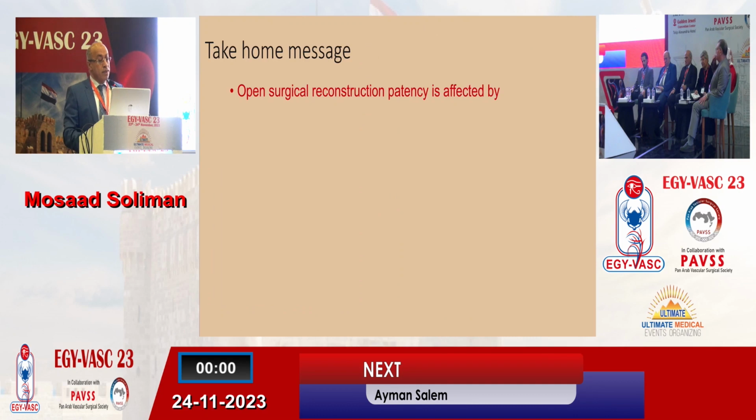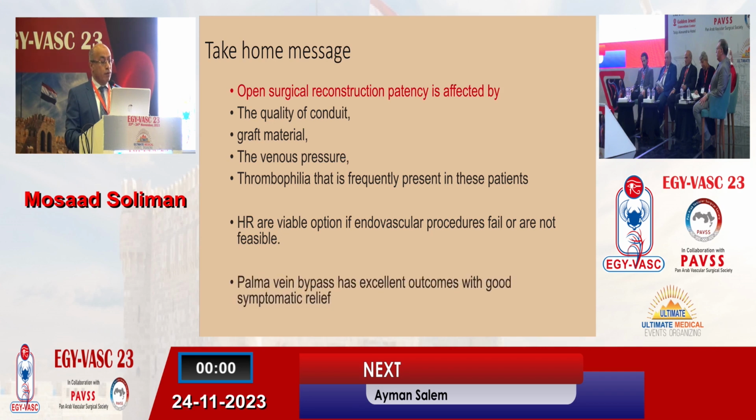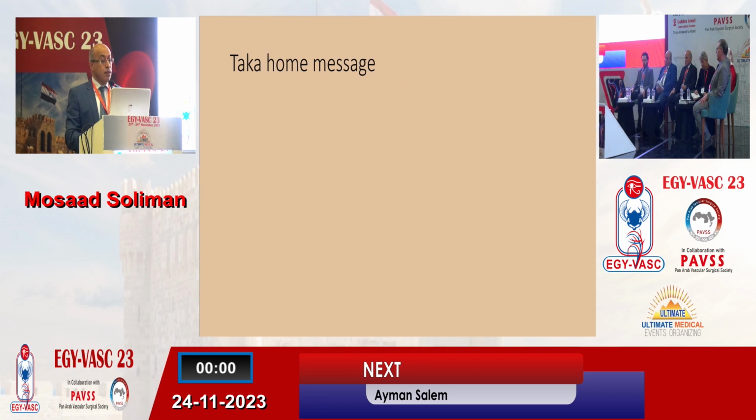And the take home message: the patency of the open surgical reconstruction is affected by the quality of the conduit, the graft material, the venous pressure, and the thrombophilia, which is a common situation. The endovascular procedures are a viable alternative when we fail to do endophlebectomy in such cases, and the Palma procedure gives an excellent outcome with a good symptomatic relief.